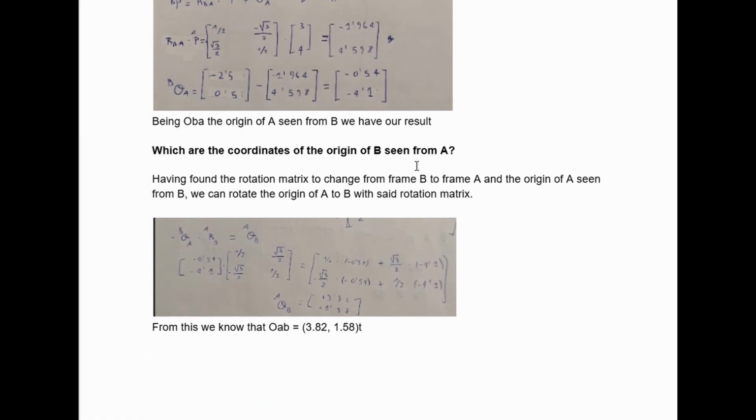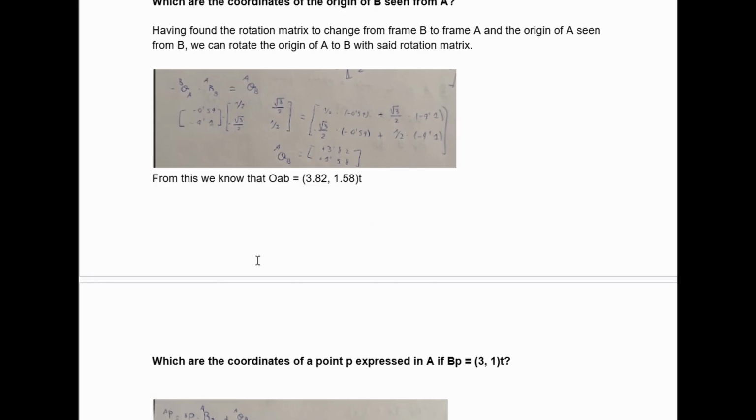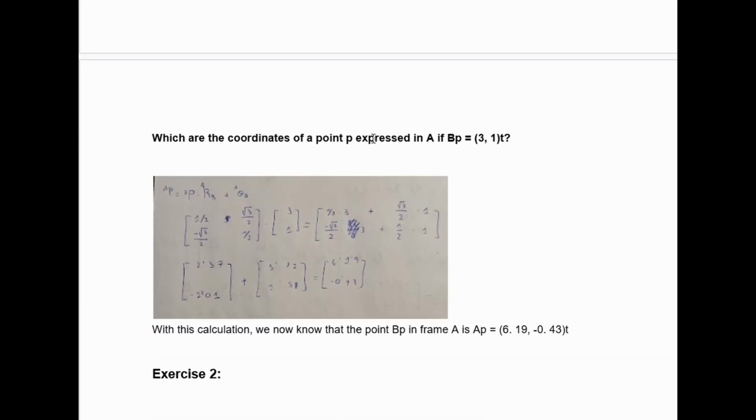Doing the second part of the exercise, which is to find the coordinates of the origin of B seen from A, we use the information that we already have, and that's the origin of A seen from B. And we use the rotation matrix, the first one we found, to reverse it and find the origin of B seen from A. And that is a result of 3.82 and 1.58. That's the point where the origin of B is seen from A.